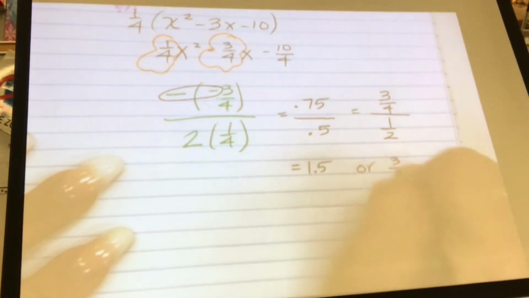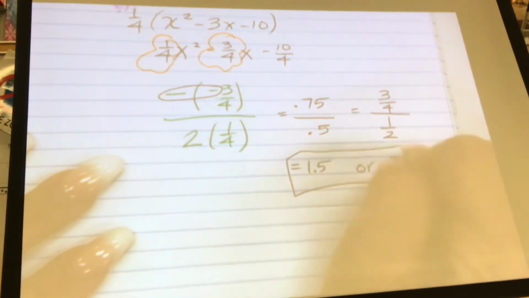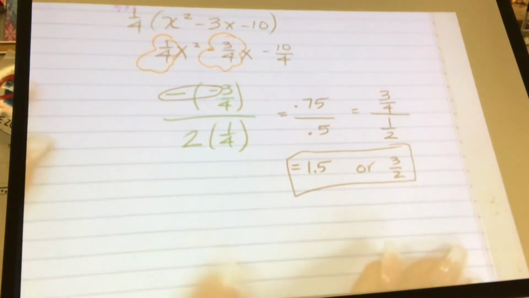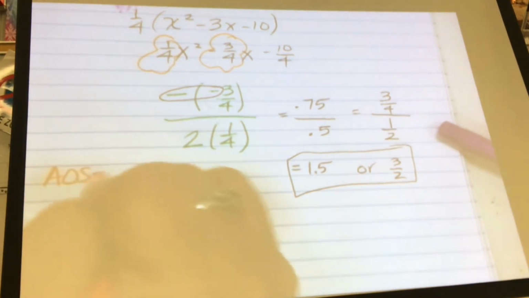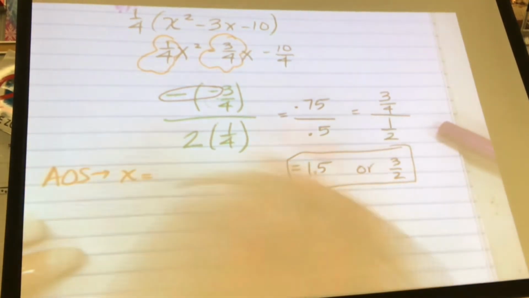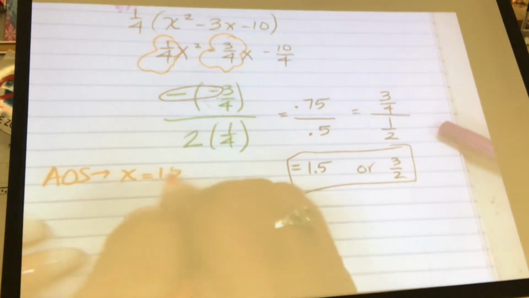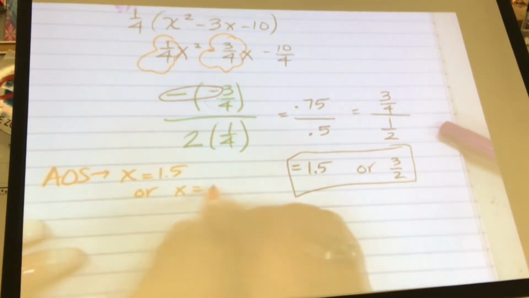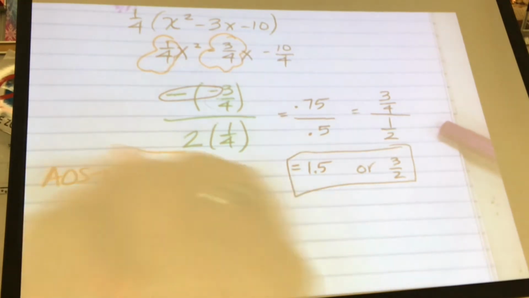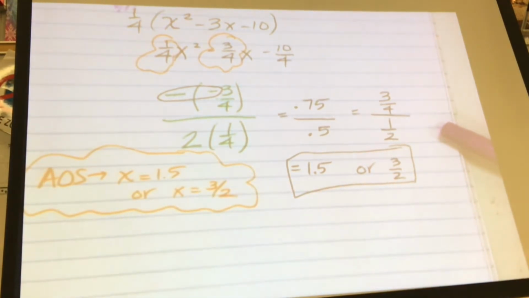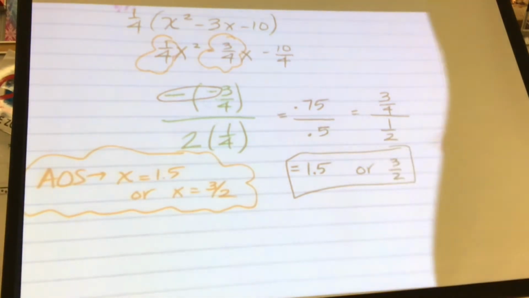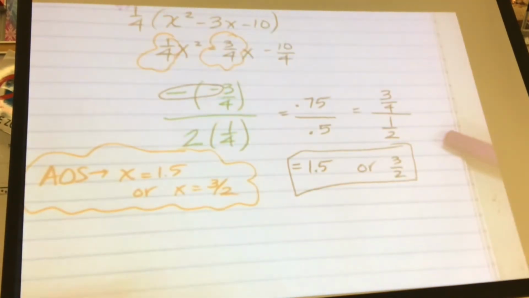Or 3/2 if you like fractions. So your axis of symmetry, so far, you know your axis of symmetry is x equals 1.5 or x equals 3/2. This is so far your axis of symmetry. Dylan, how do I get the vertex if I know my axis of symmetry? I just put, just plug it in. Very good.